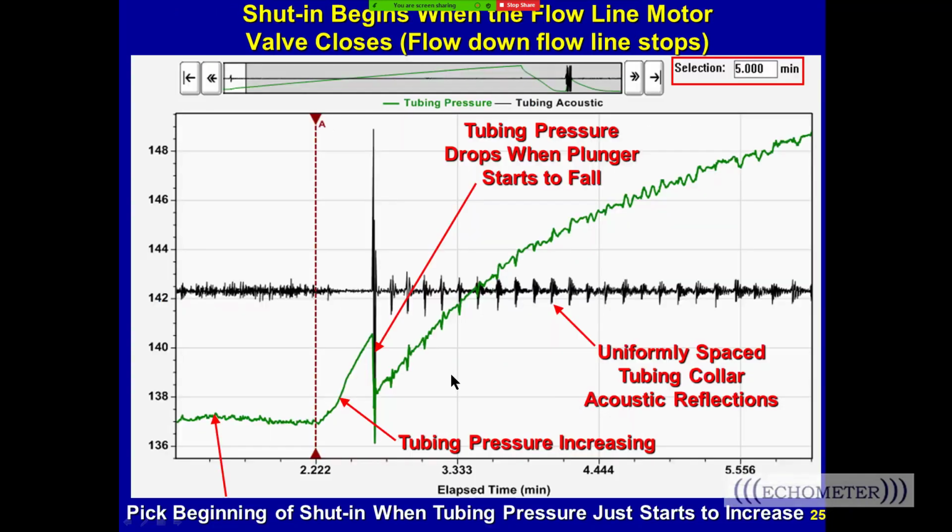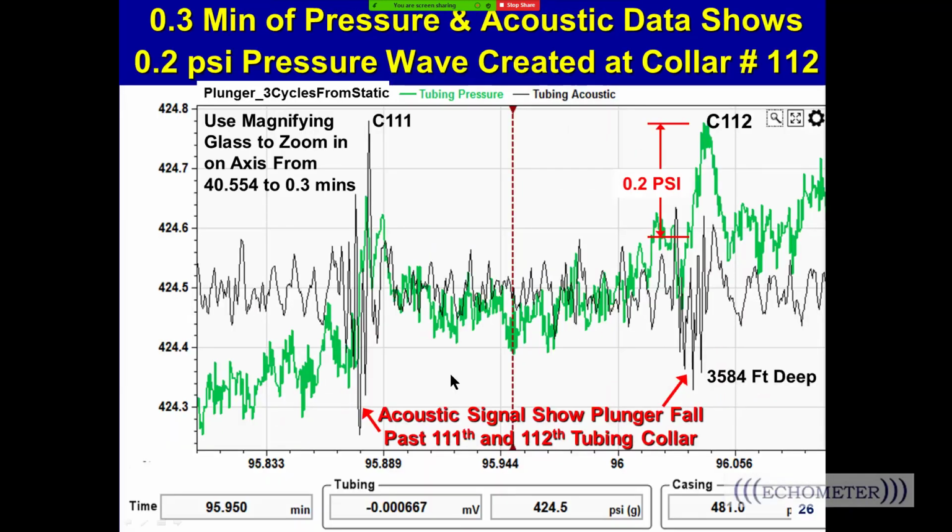Now if we zoom in a little bit more and look at more detail, here we're looking at the plunger cycle that says 3 cycles from static. We're looking at the time interval from 95 minutes to 96 minutes about. And this is just one falling through one joint. Now this is 3,500 feet from the surface, and that's the 112th collar. And this is the pressure recorded at the surface.